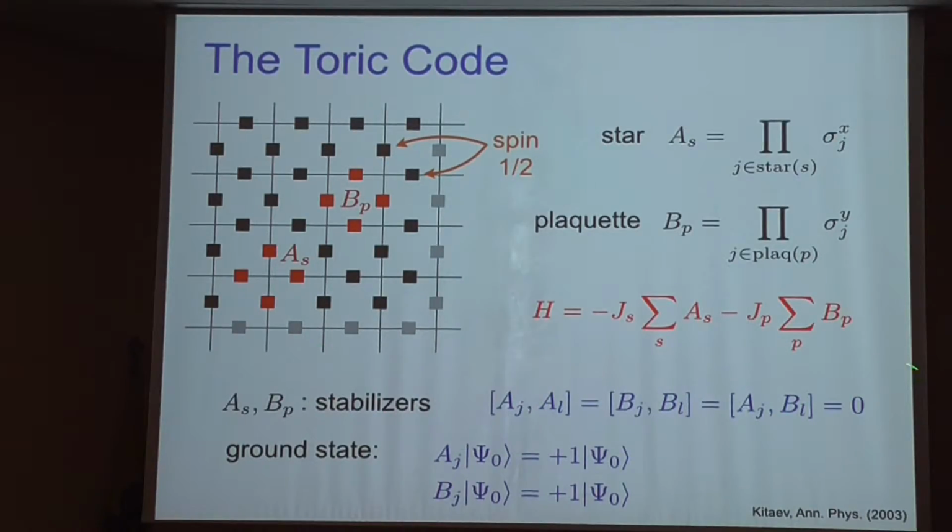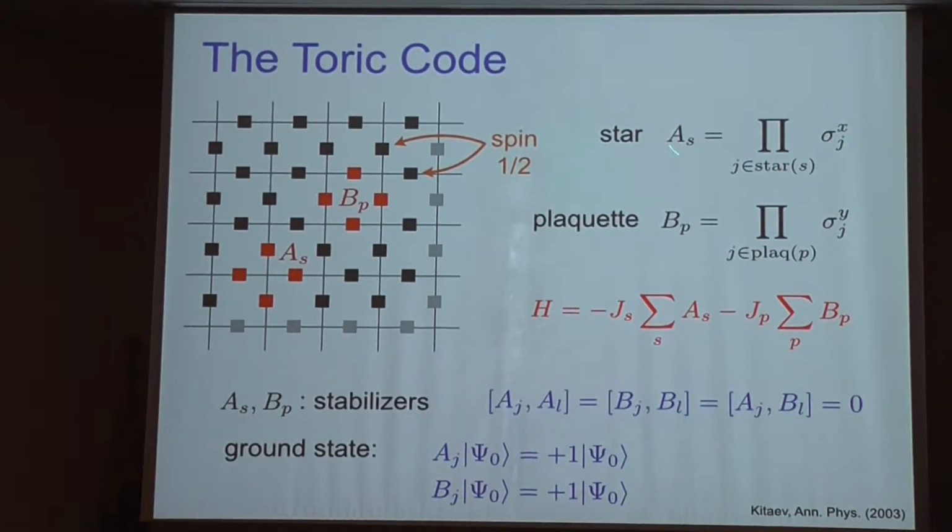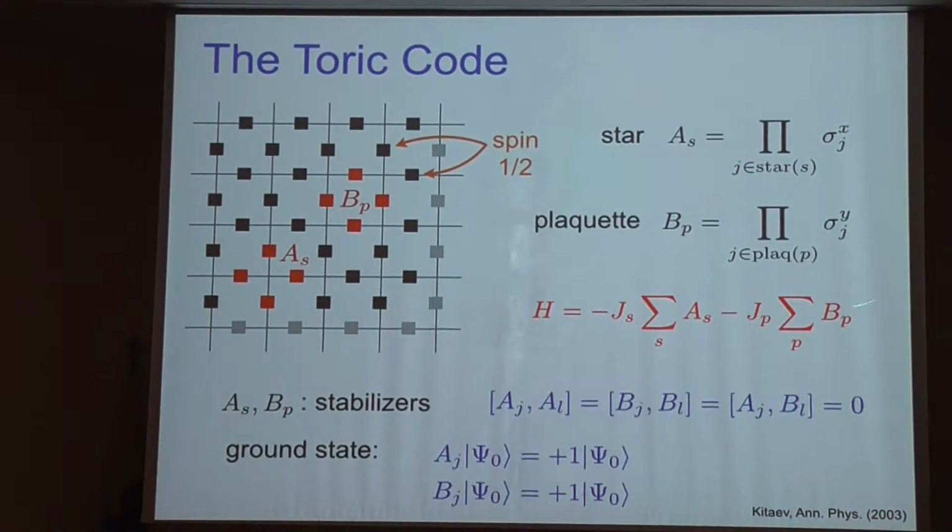And a nice property of them is that they all commute with each other. This is very obvious for the star operators among themselves and the plaquette operators among themselves, but that they also mutually commute is because when they touch, they have two spins in common.